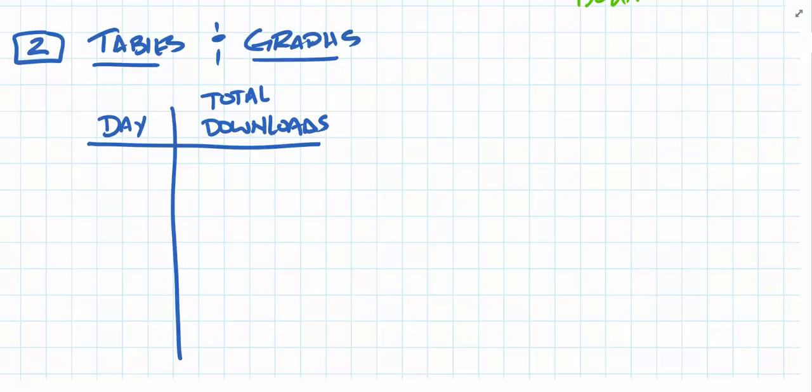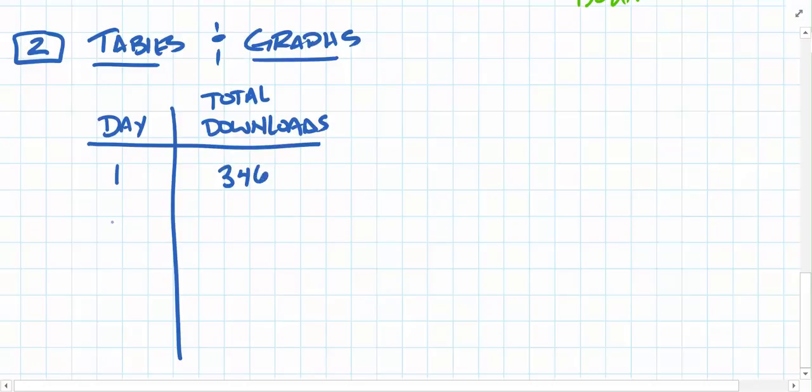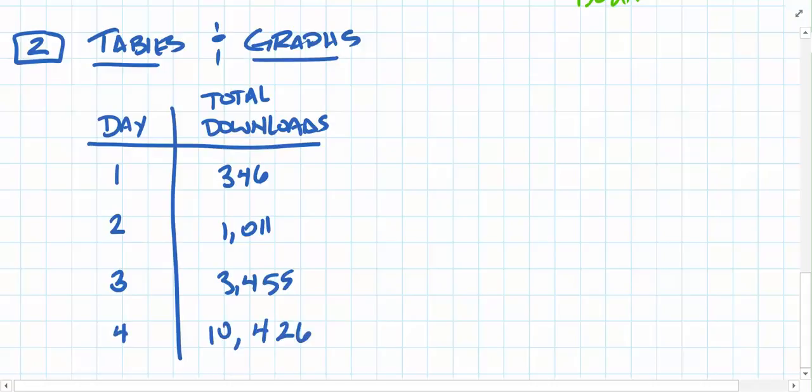So after 1 day, the total number of downloads is 346. After 2 days, it's 1,011. After 3 days, it's 3,455. After 4 days, it's 10,426. Okay, so I have some information in a table, right? Now that I have this information in a table, I want to make a graph to visually show the relationship between days and total downloads.